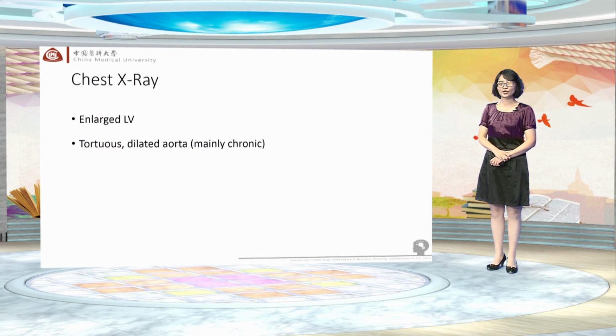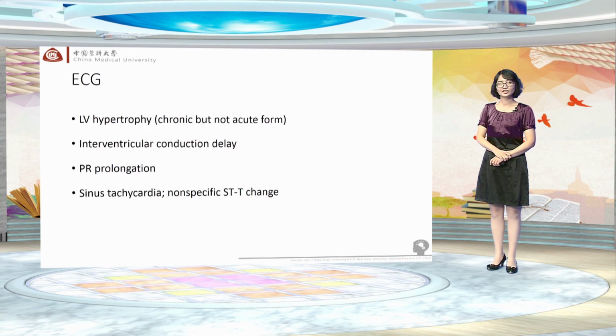On the chest X-ray, there's only some non-specific change, for example, the enlarged left ventricle and dilated aorta. And in ECG, we may find the left ventricle hypertrophy, intraventricular conduction delay, the PR prolongation, sinus tachycardia, and some other non-specific change.